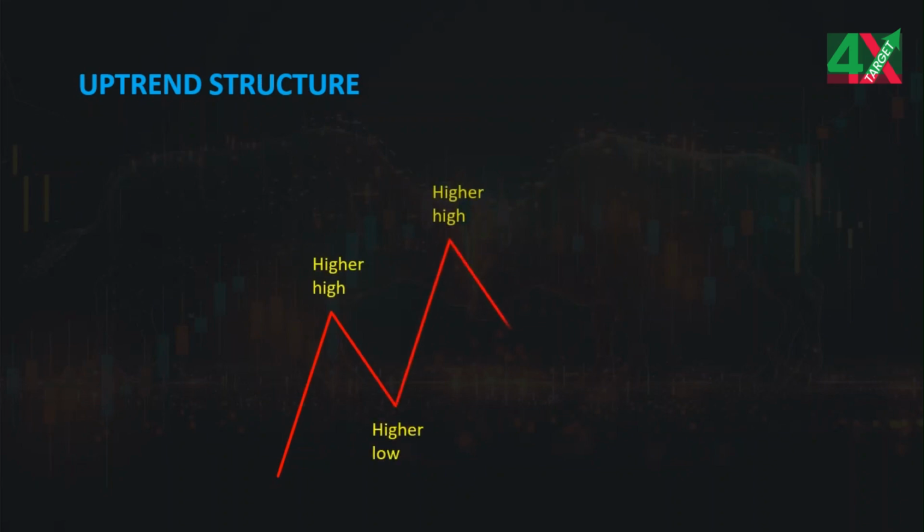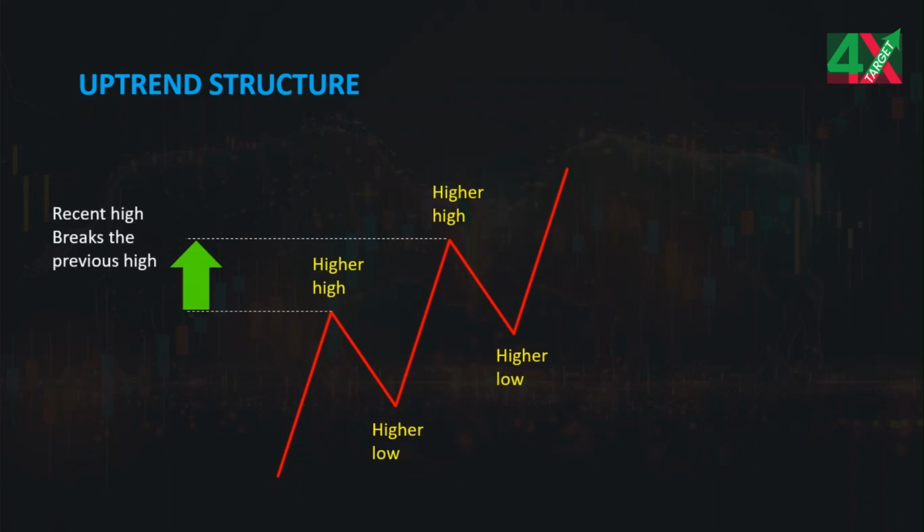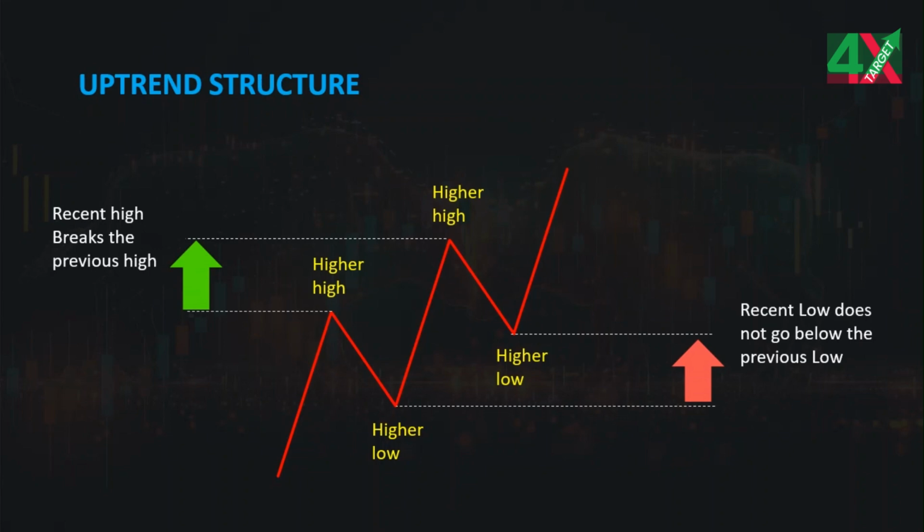In an uptrend, the market forms higher highs and higher lows. Each peak is higher than the last, and each pullback does not go below the previous low. This signals that buyers are in control, pushing price higher and defending every dip. As long as this structure is maintained, we focus on buying during pullbacks to higher lows, especially near support or trendline zones.